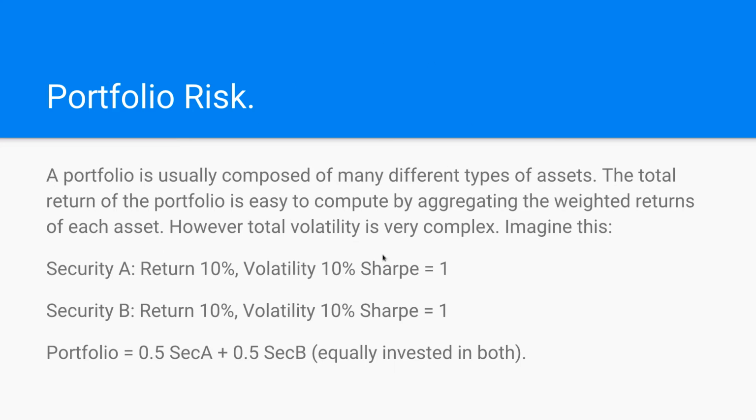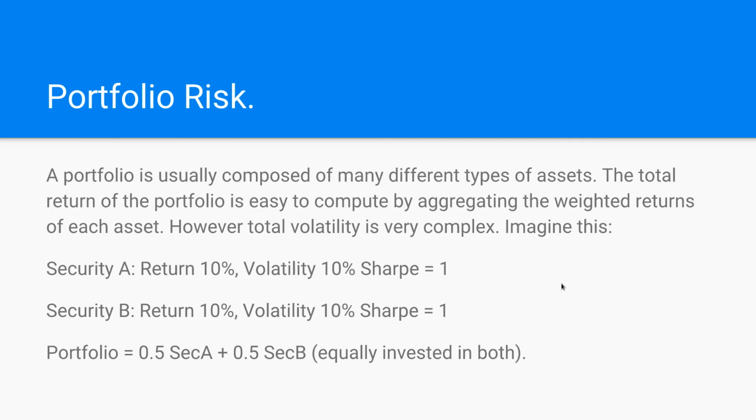So for example, I have a portfolio made of two securities, two stocks. Both of them return 10%. Both of them have exactly the same volatility, 10%. Therefore, both of them have the same Sharpe ratio. And the portfolio is equally weighted: I have 50% of shares of security A and 50% of shares of security B, so we are equally invested. Now the question is, let's compute the totals. If this is my portfolio, what is the total return, and what is the total volatility?